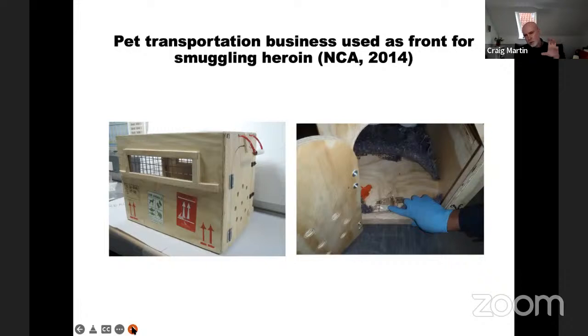The second point I just wanted to make with this, and I explore it in the book as well, is that there's another form of design thinking here, I argue, which is actually the design of the pet transportation business itself. So it's not just that the box has been amended, it's that the pet transportation business has been created as a front, i.e. it's a fake company that's been created in order to smuggle heroin. So there's two forms of design here, I argue: the material knowledge that smugglers develop, but also the systemic knowledge of creating this fake transportation business.